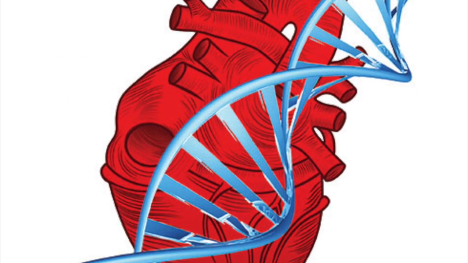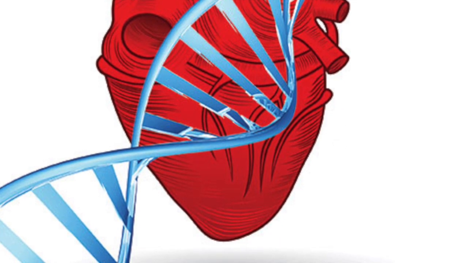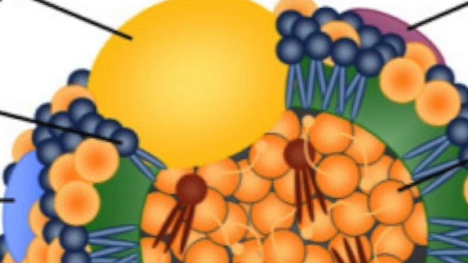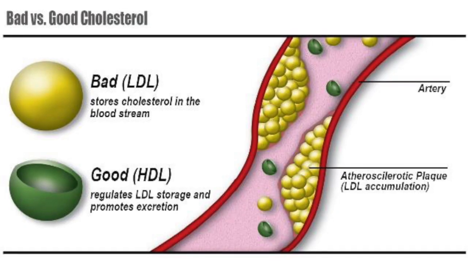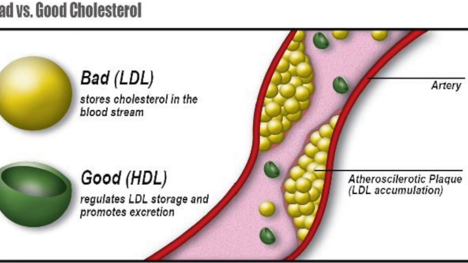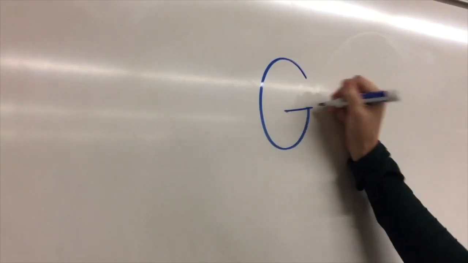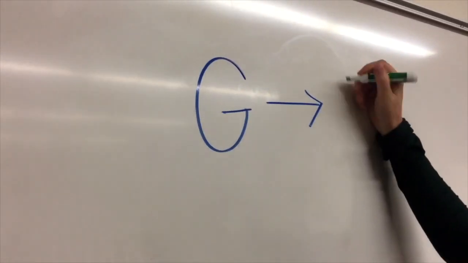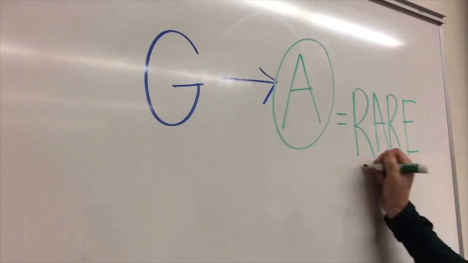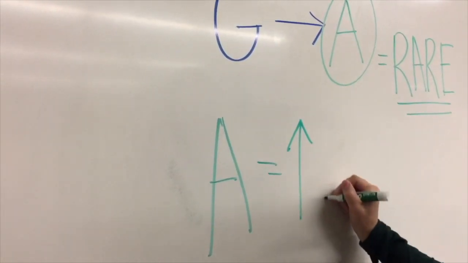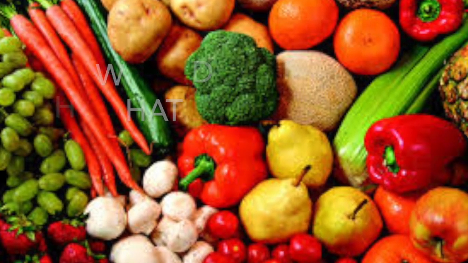One example of a SNP related to cardiovascular disease is found on the ApoA1 gene. The ApoA1 gene codes for a protein that is found in high-density lipoproteins, or HDLs. HDLs are known to be the good cholesterol and are protective against cardiovascular disease. The SNP that occurs on the ApoA1 gene involves a change from guanine to adenine. The A form is considered the rare allele and causes an increased production of ApoA1 protein, which increases HDL formation.